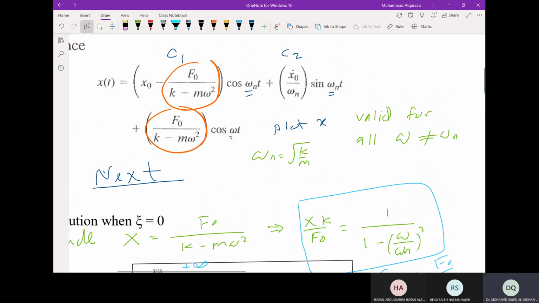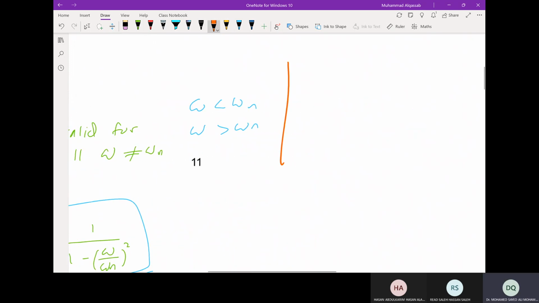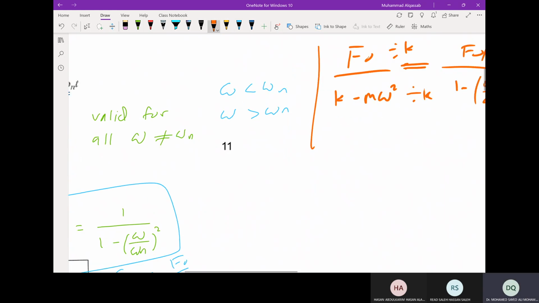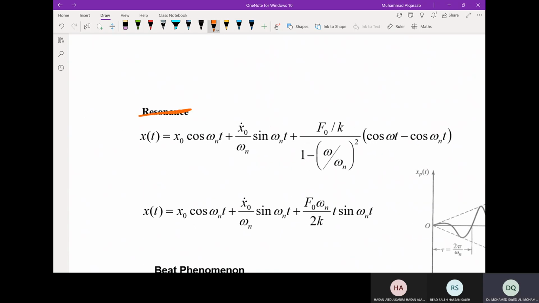So when you take this as a common factor, then you will have cosine omega t minus cosine omega n t multiplied by F naught over k minus m omega squared. If you divide by k here and divide by k here, this will give you F naught over k, 1 minus omega over omega n squared. So you can take this as a common factor, and then the resonance is here. Okay, so this is rewriting the response equation.